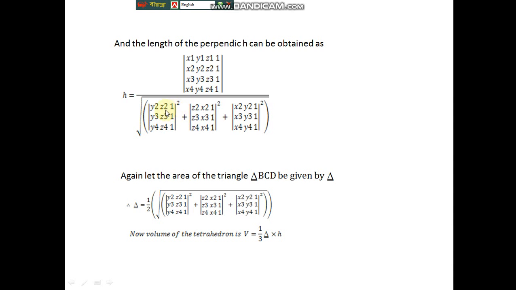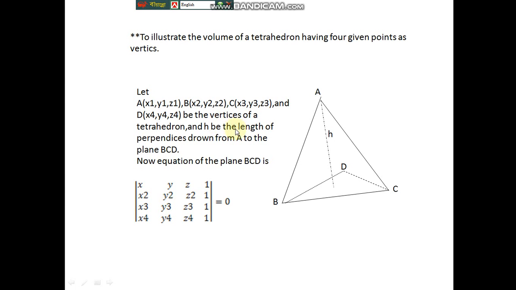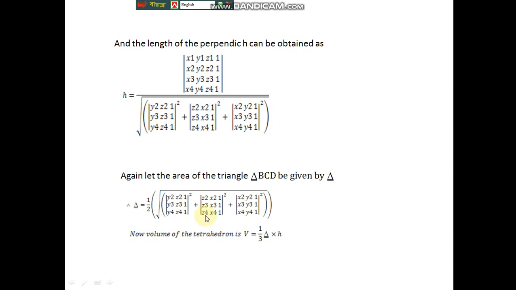How have we obtained this denominator? Let's see. You see that we have removed this column and this row here, and we find a quantity with rows y2 z2 1, y3 z3 1, y4 z4 1, and we place it here as a square.